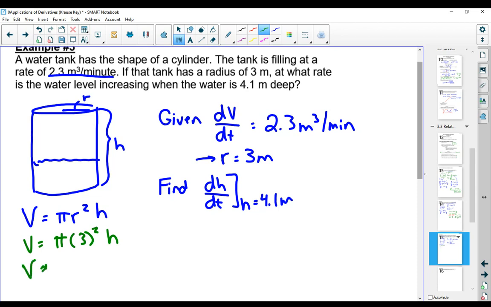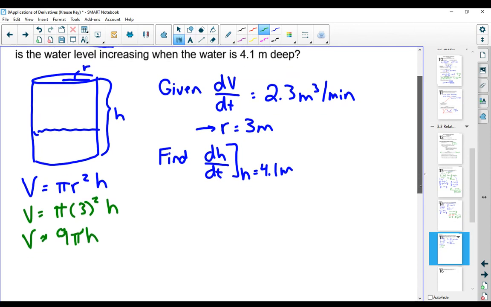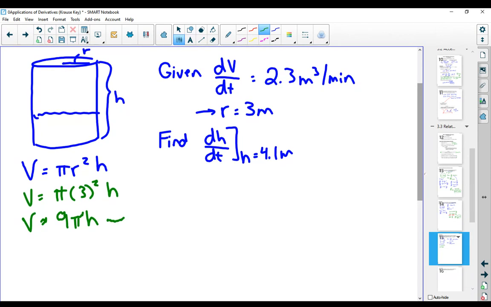So volume would be 9 pi times the height. Makes it a little bit simpler when we're doing our derivative. So volume equals 9 pi times height. We can't have the radius in there because we're dealing with just velocity and height. And as I said before on that first page, our formula has to only include the numerators from those rates of change. So we've got volume of the cylinder is 9 pi h.